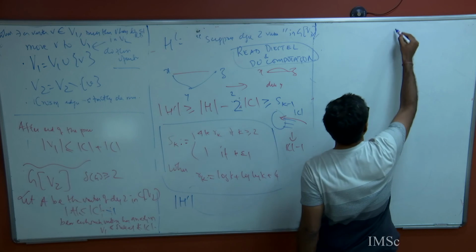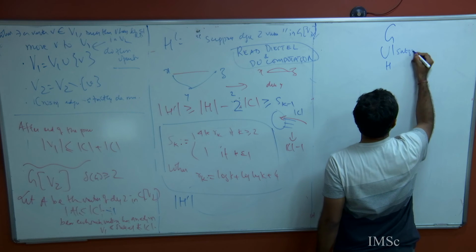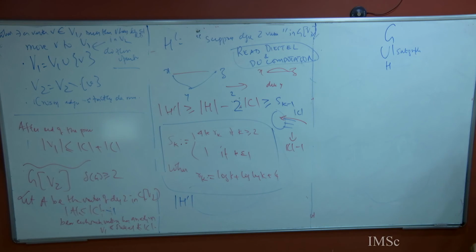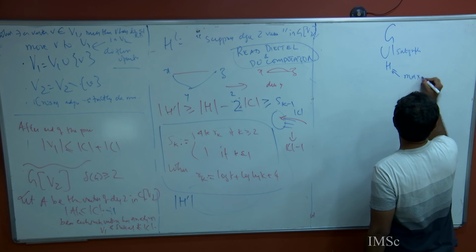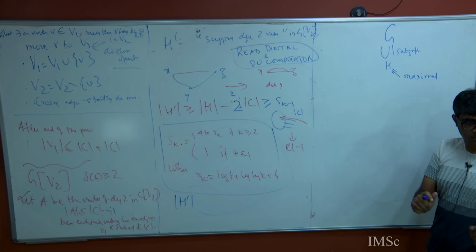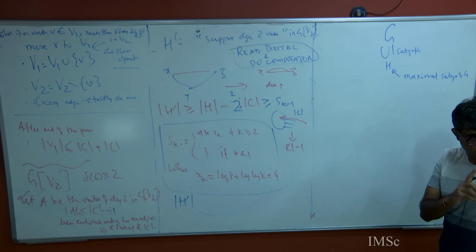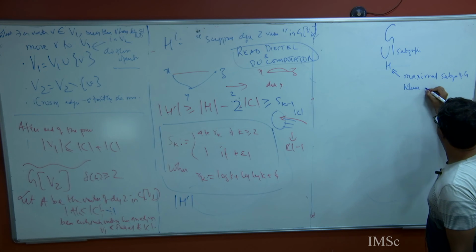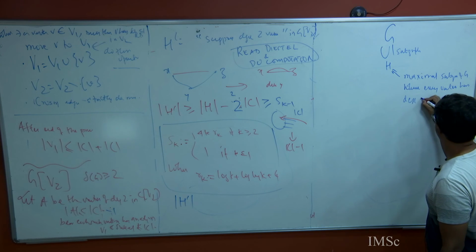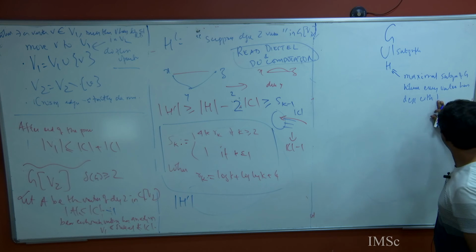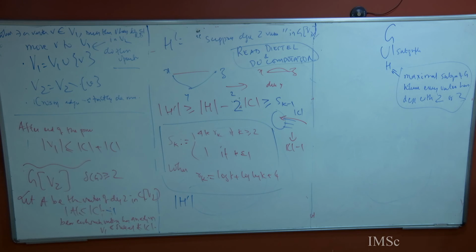So I have a graph G. I find a subgraph H. So what is the property of this subgraph? It's a very nice property. This is a maximal subgraph of G where every vertex has degree either 2 or 3. You now say, why does such a subgraph even exist?